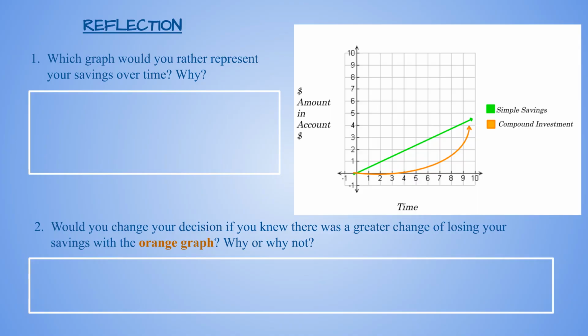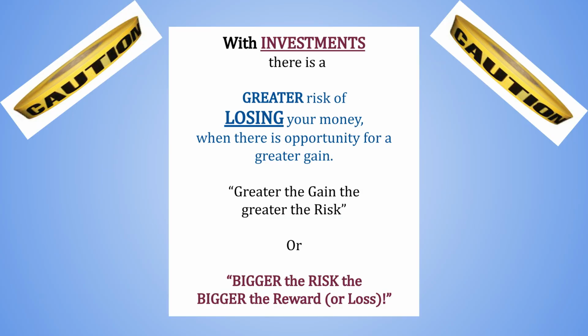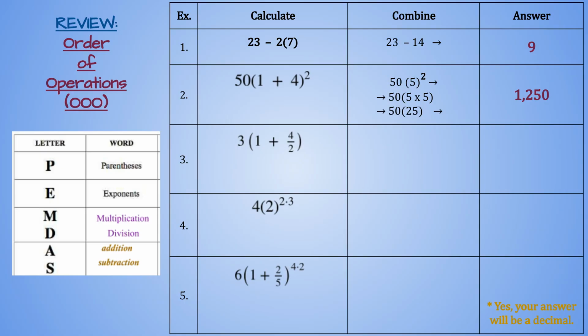Consider the two graphs showing savings over time. Which graph would you prefer to represent your savings and why? Think about how your decision might change if the orange graph involved a greater risk of losing your savings. This reflection leads us to a key concept in finance. With investments, there is a greater risk of losing your money when there is an opportunity for a greater gain. This is summarized as greater the gain, the greater the risk, or bigger the risk, the bigger the reward or loss.